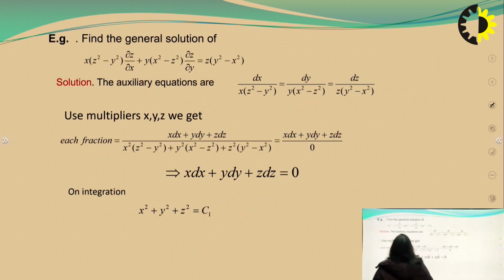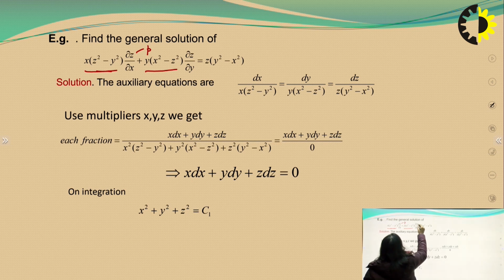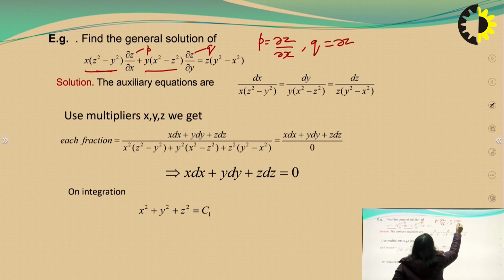To understand this better, we consider an example where we have x into z square minus y square into del z by del x. This del z by del x is actually small p. Then y into x square minus z square del z by del y. This is my small q. These are standard notations: p is always del z by del x and q is always del z by del y.